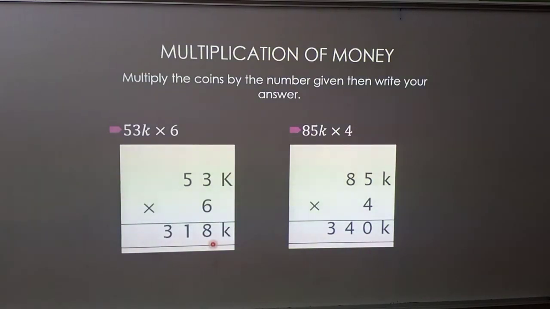Now, can you convert this into naira? I'm sure you can. Convert it into naira and write down your answer in the Moodle Classroom, and I'm going to check it out.